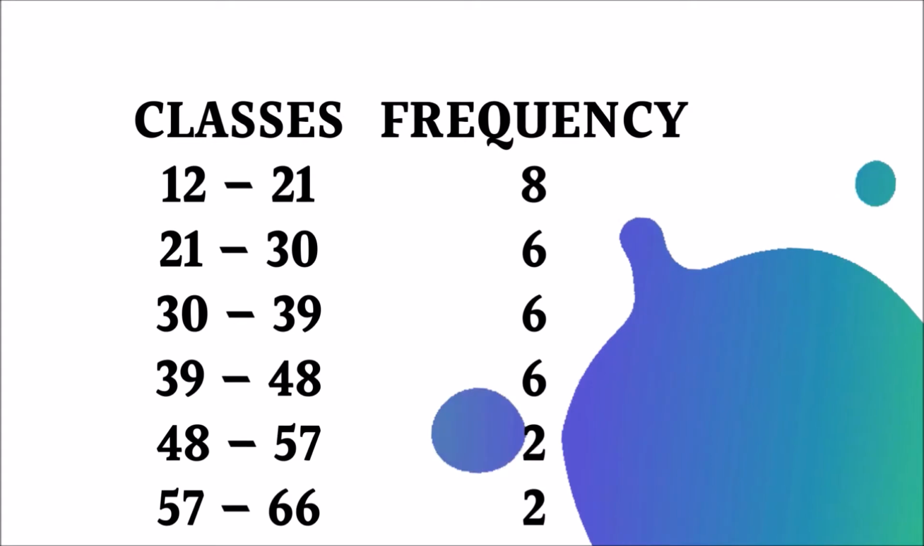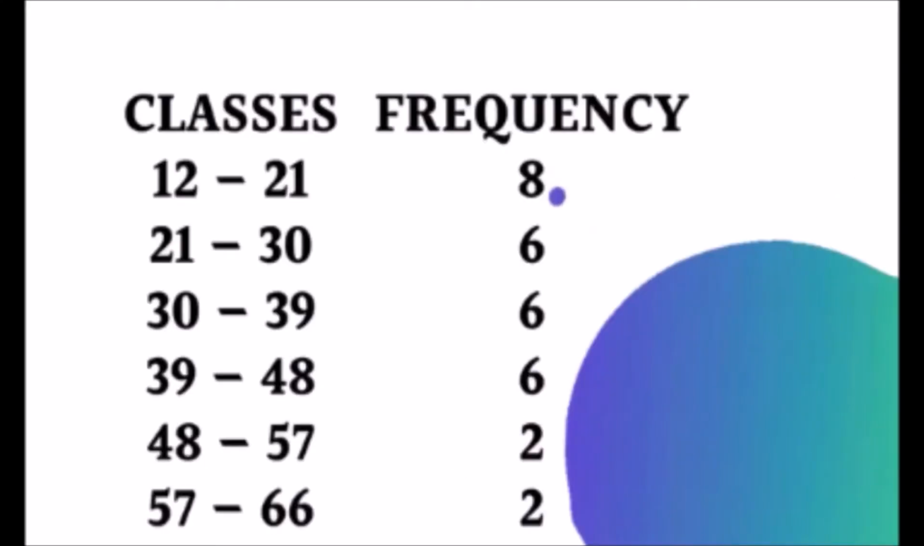So I update the table now with the information. The classes: 12 to 21, 8; 21 to 30, 6; 30 to 39, 6; 39 to 48, 6; 48 to 57, 2; and 57 to 66 is 2. So that's it. We complete the table.